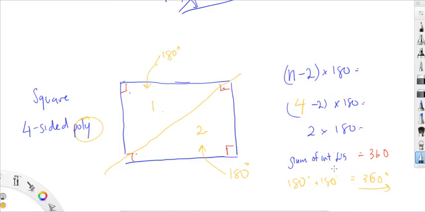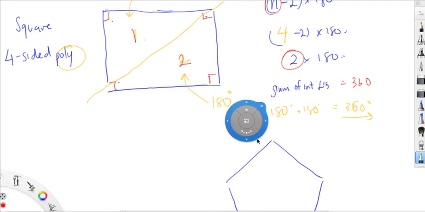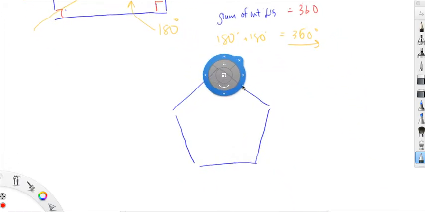Oh, interesting. And look at this. We're going number of sides minus 2. Number of sides minus 2. And we got two triangles. Interesting. Let's try the next one. So we're just trying to prove why this rule works.